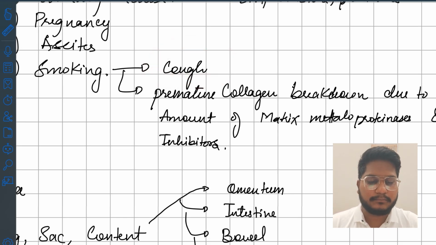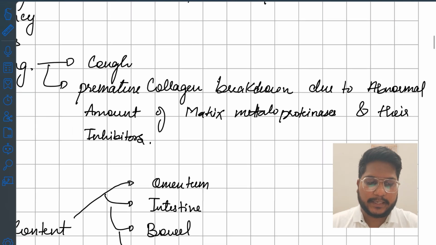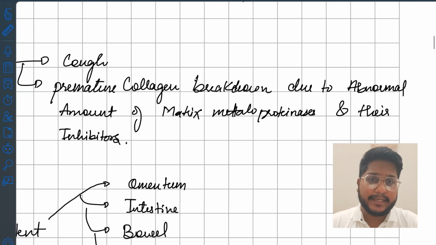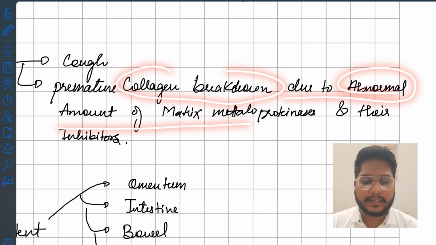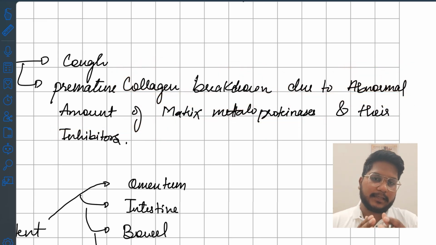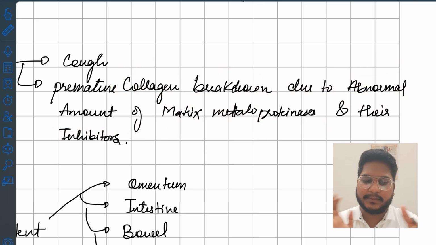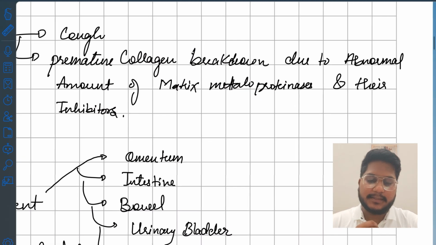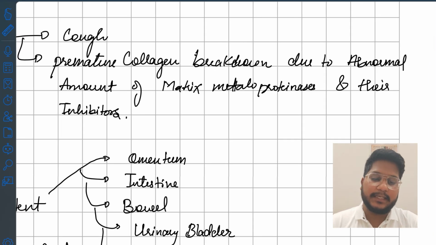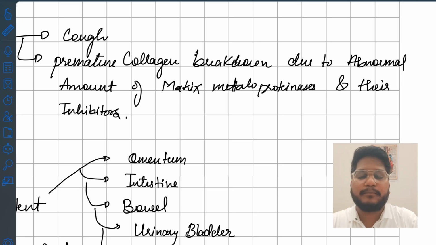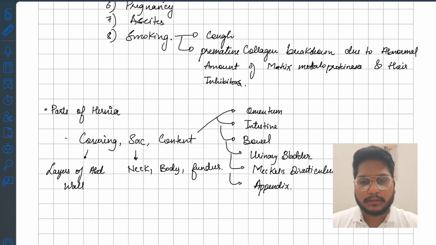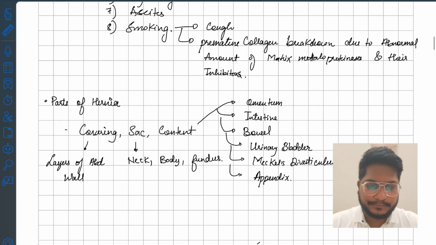The hernia is possible, and the most technical reason for that is premature collagen breakdown due to the abnormal amount of matrix metalloproteinase and their inhibitors. So basically there is a certain homeostasis between the matrix metalloproteinase and their inhibitors, but due to smoking, the inhibitors of this protein increase, and there is a decrease in the matrix metalloproteinase, which causes wrong collagen formation, which breaks down and can lead to decreased abdominal strength of the muscles.